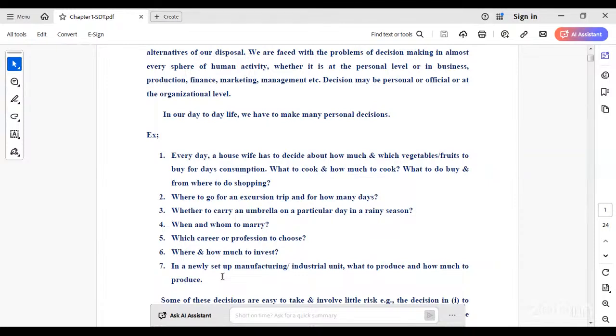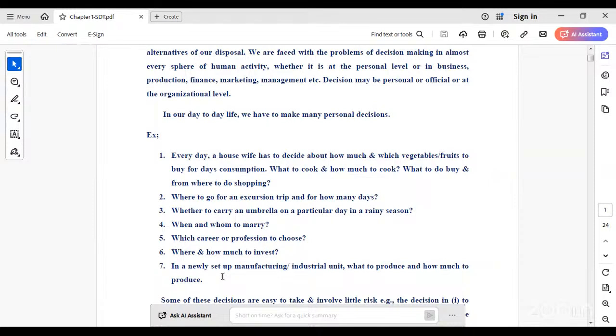Which career or profession to choose? After completion of education, after completion of PG, after completion of PhD, generally youth will take a decision about which career or profession to choose, and where and how much to invest. After choosing a best career or excellent profession, in return they will get some money. After getting this money, after satisfying emergency needs, that person will take a decision on how much to invest. They will go for investment also. How much to invest? Investment is another important factor here. That belongs to decision making only.